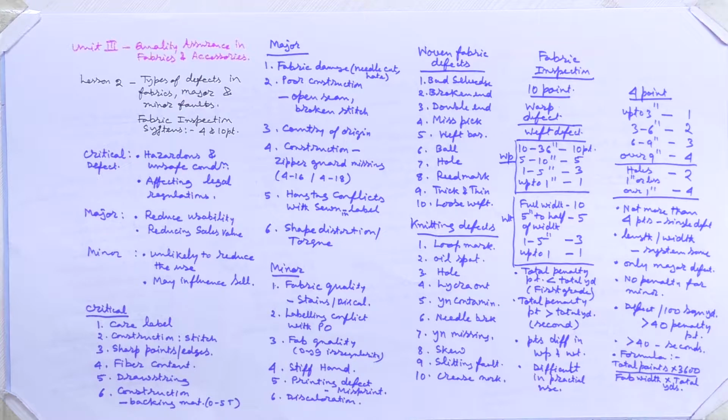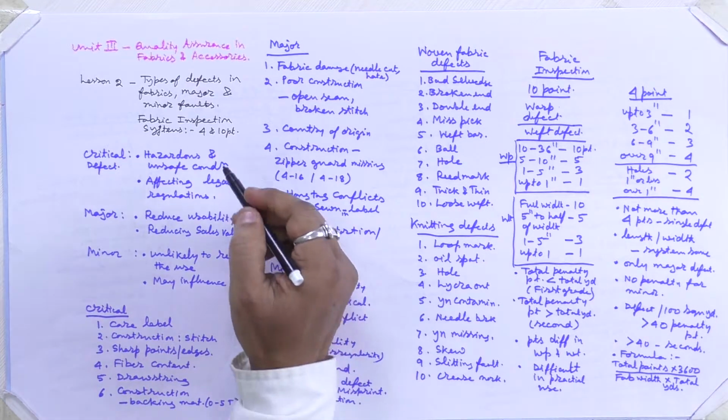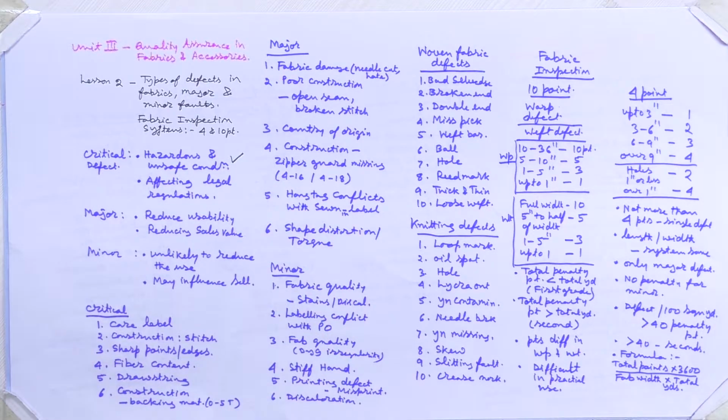So first we go into the critical defect category. What are the critical defects and how do we classify something as a critical defect? Any defect in the fabric which is hazardous, or creates some unsafe condition, comes under this category of critical defect. Then the second one, which is affecting the legal regulations. So those form the critical defect category.